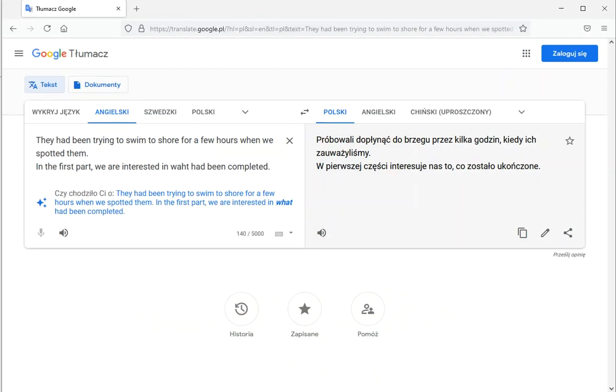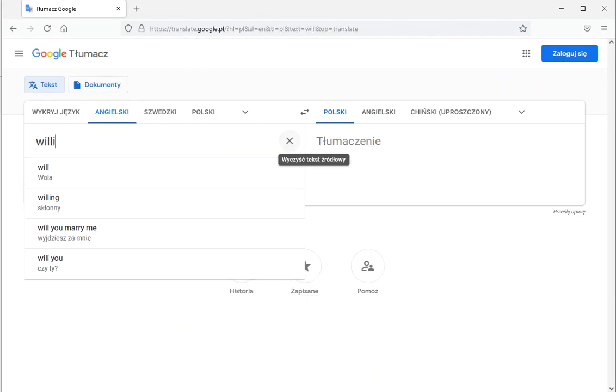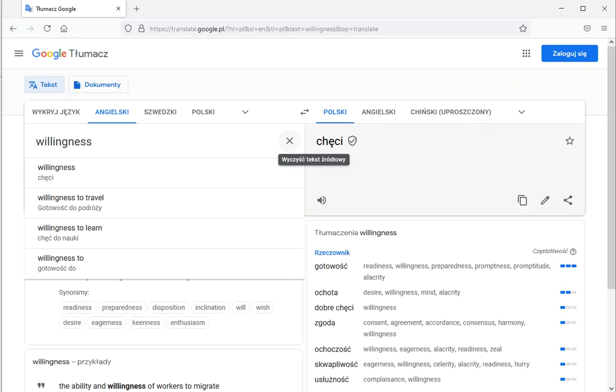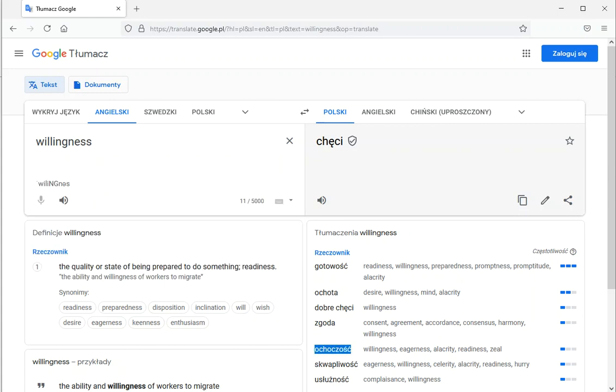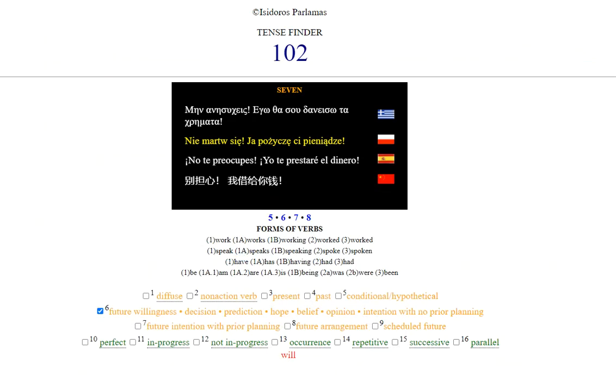How do you say willingness in Polish? Let's see. Willingness, I don't know here. Ochoczość, maybe ochoczość, maybe that. Okay, chcecie, I'm not sure. Ochota, okay, something like that. So it's will and first form.